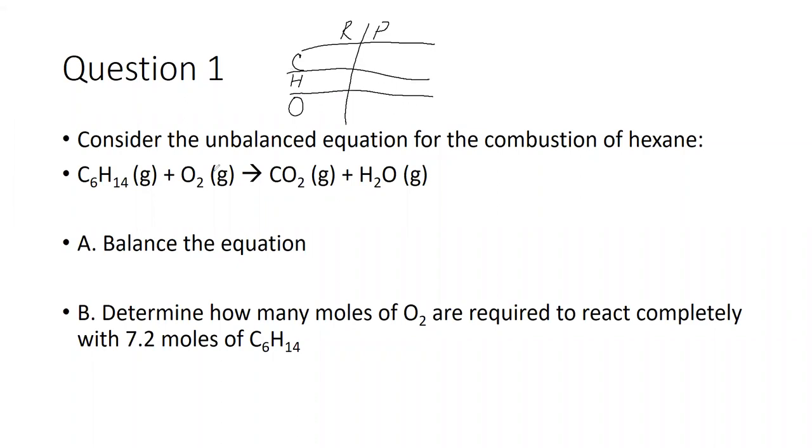So remember, left side of the arrow is reactants, right side's products. So the first thing you need to do is just simply count. So 6 carbons on the reactants, 14 hydrogens, 2 oxygens. On the right, 1, 2, 3. All I did there was count the number of atoms on each side of the arrow. Now your job's to balance. So 6 carbons on the left, 1 carbon on the right. That's an easy fix. Just put a 6 right there. That goes to 6 carbons.